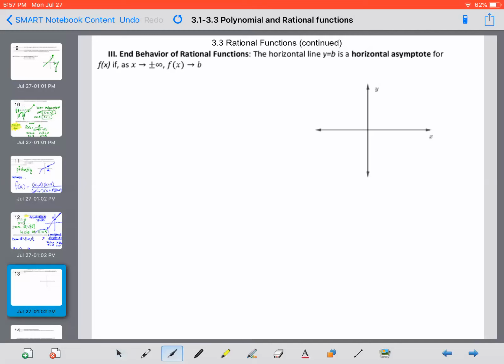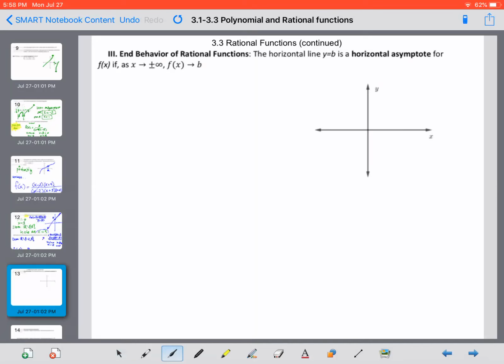In the last video, we started talking about rational functions. Remember, a rational function is of the form p over q, where p and q are both polynomial functions. So it's a fraction with a polynomial on top and a polynomial on the bottom. And we discussed various places where these rational functions might not be defined. For example, if you had a vertical asymptote or if you had a hole.